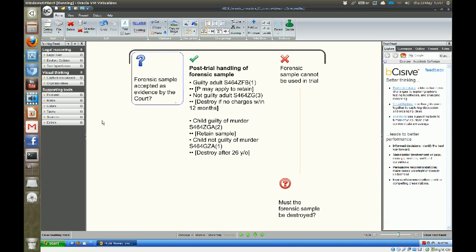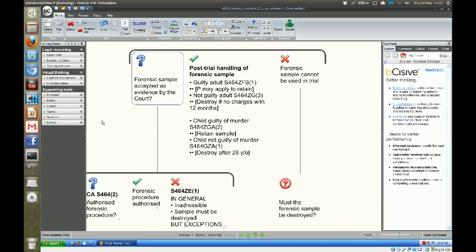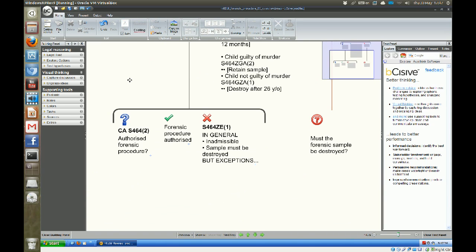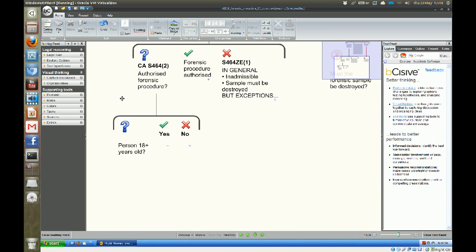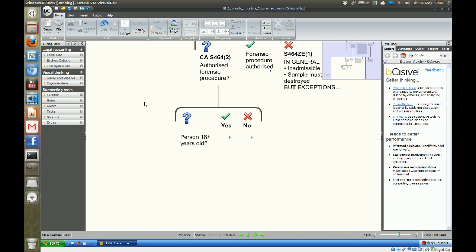So, if the forensic sample is accepted as evidence by the court, how do we know? We refer to the Crimes Act, section 464, subsection 2, to first of all determine whether the forensic sample was obtained by means of an authorized forensic procedure. So what does that mean? Well, first of all, you have to look at whether you're dealing with an adult, that is someone who's 18 years or older, and let's assume that we are.